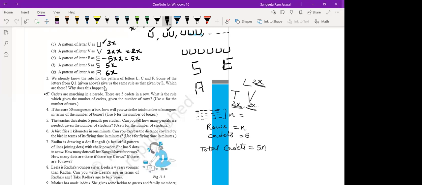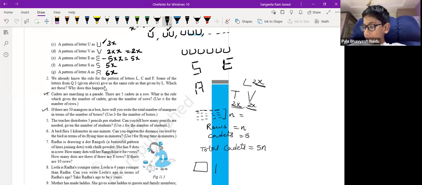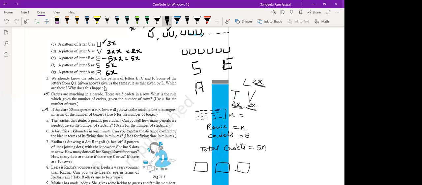Now, let's see this question. If there are 50 mangoes in a box, how will you write the total number of mangoes in terms of the number of boxes? Use B for the number of boxes. Ma'am, 50B. So in one box there are 50 mangoes and there are in total B boxes. So total mangoes will be 50B. I hope you are understanding now.